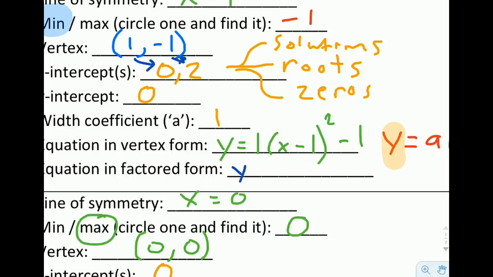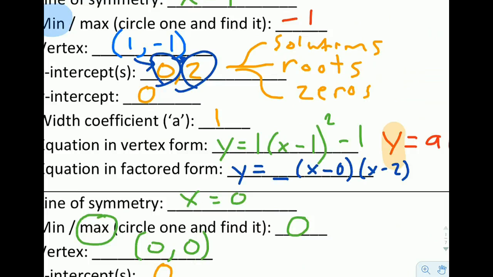So I'm going to say y equals, and I'm going to leave a little space here, and I'll tell you why in a moment. But the big thing that we're focusing on with factored form is we're going to say x minus one of my x-intercepts, in this case 0, and x minus 2, my other x-intercept. So x minus 0, x minus 2. And I'm using those x-intercepts to write this equation.